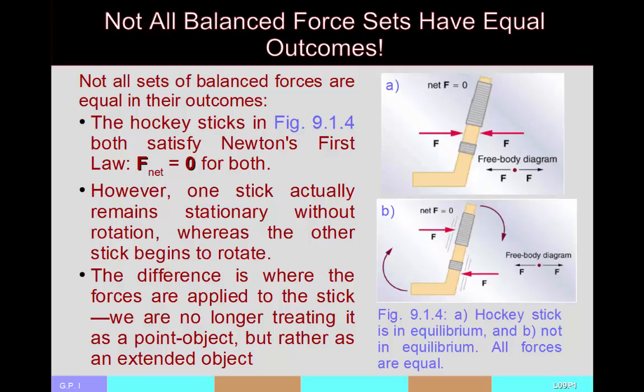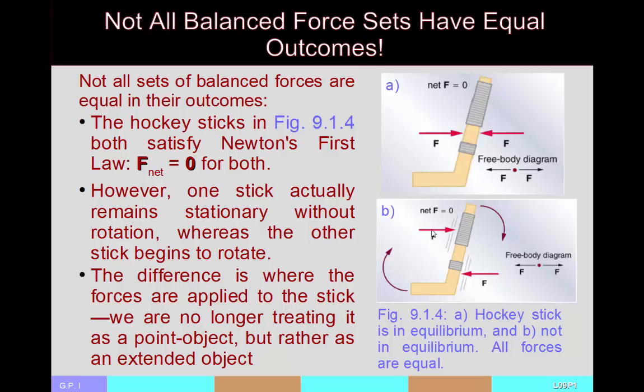If you have a real extended object that is not suspended from a single point, then it's possible for two forces that are opposing each other to act along different axes on the object. And so, for example, in this hockey stick, in both cases, Newton's first law is satisfied. And so the net force is 0 in both cases. Therefore, there's no translational acceleration of this stick.